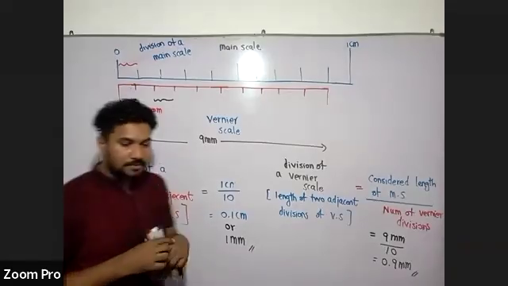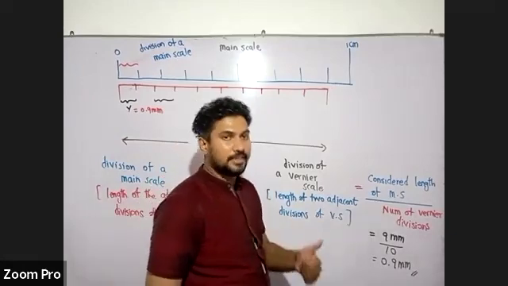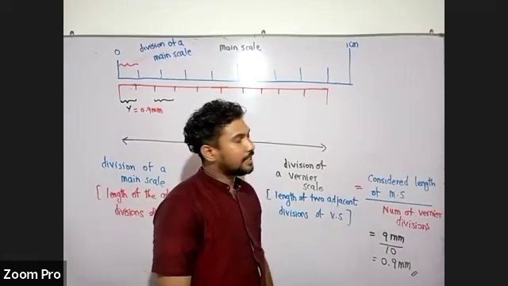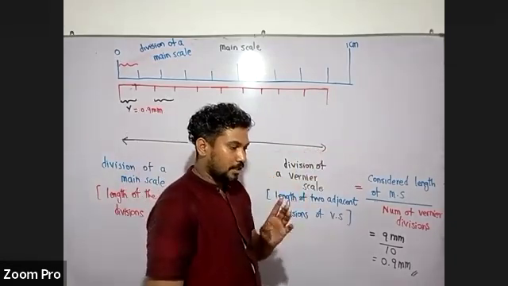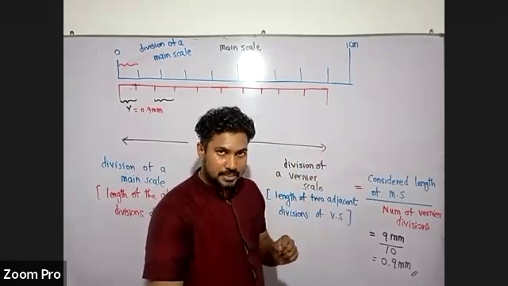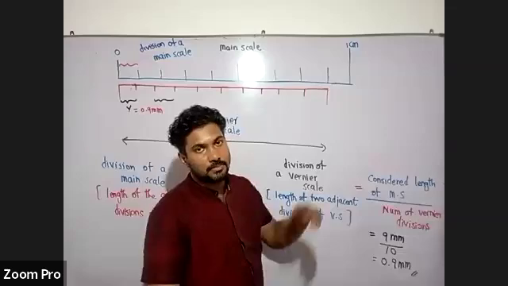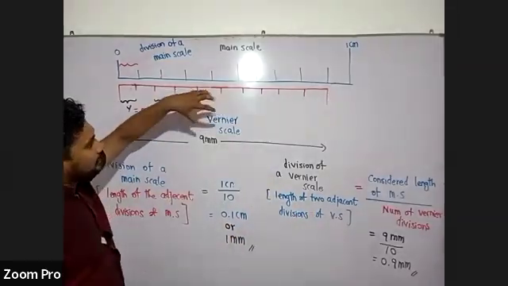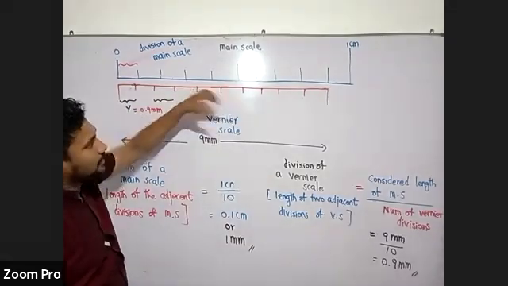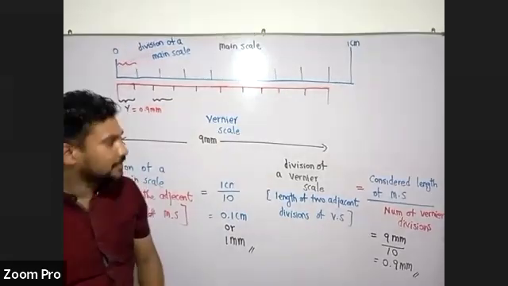So this is the normal way that we produce the vernier scale, right? First we have to select a particular distance of the main scale, and it is divided into a number of vernier divisions. Then we can define this newly made scale as the vernier scale, right?